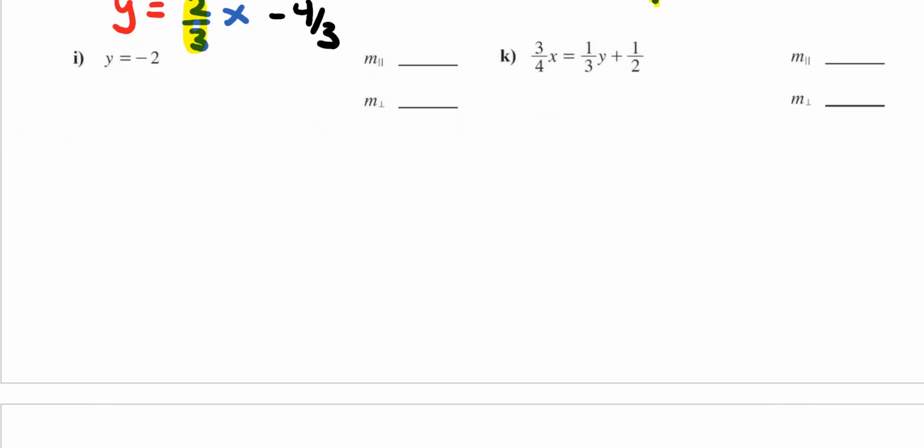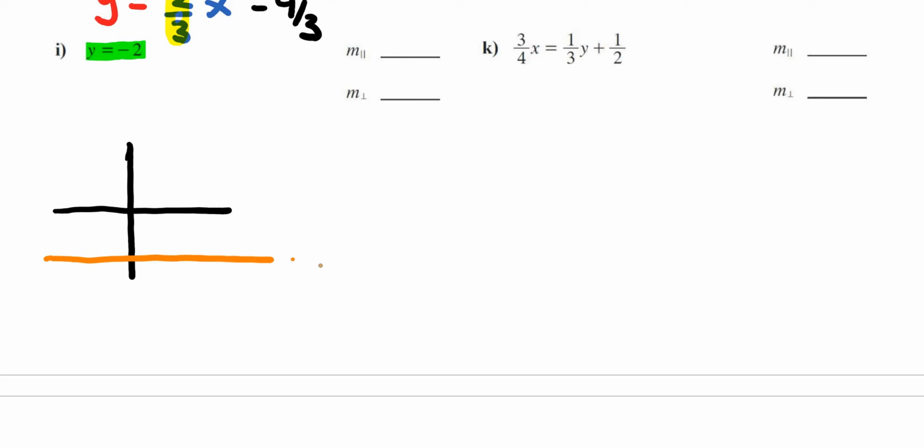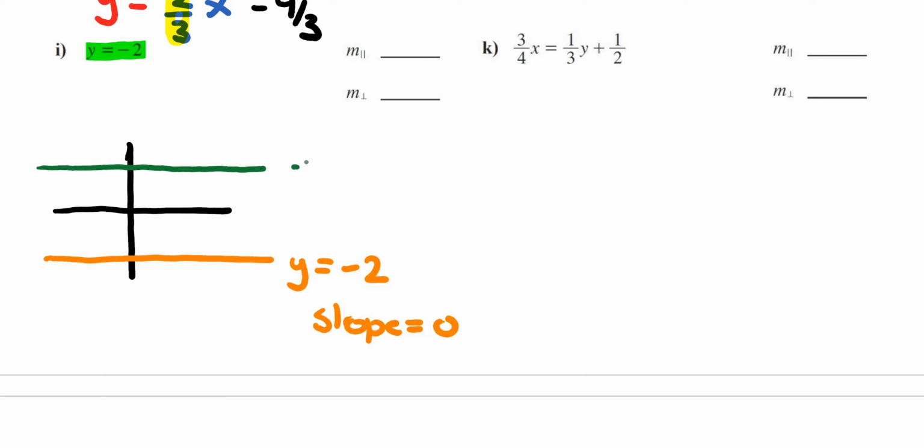Okay, now let's move on to letter I here. Similar idea, I have y equals negative 2. Now graph y equals negative 2. The graph of y equals negative 2 is just a horizontal line, and the slope of any horizontal line is always going to be 0. Okay, so if you want a line that's parallel to it, like this green line, this line will also have a slope equal to 0. All right, so that one's done.